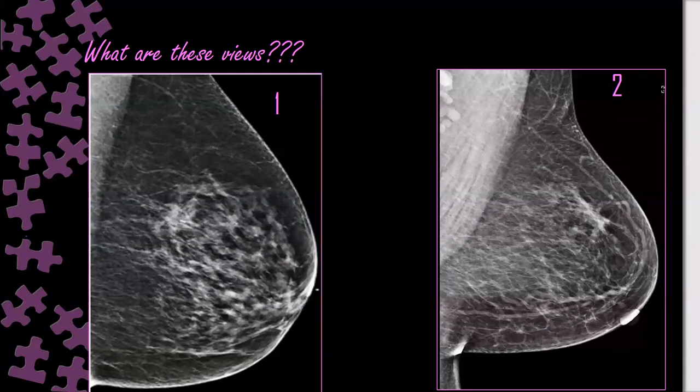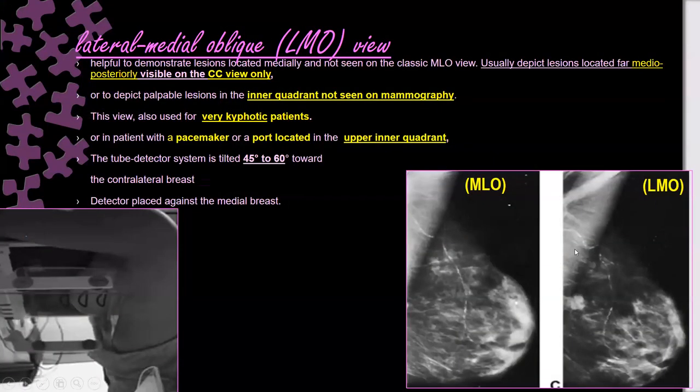What is the difference between these two images? Same breast, what is the difference? Look for the pectoralis here and look for the pectoralis here. What do you expect to be the direction? Both are oblique, only the direction of the X-ray differs, but definitely the lateromedial covers more posterior medial breast than the mediolateral, which usually covers most of the posterior lateral breast.